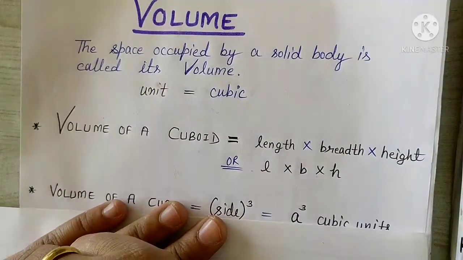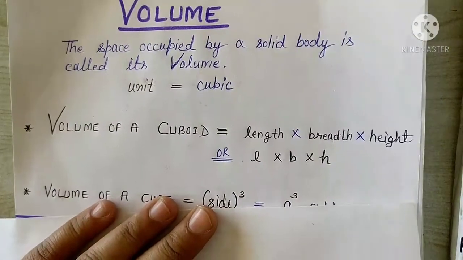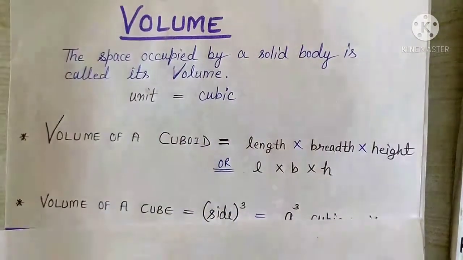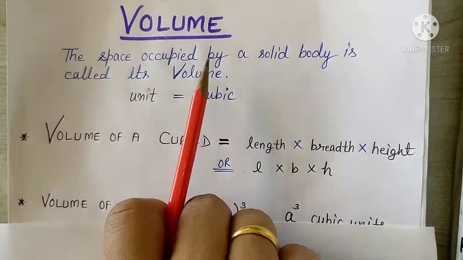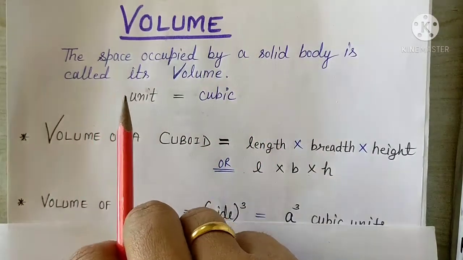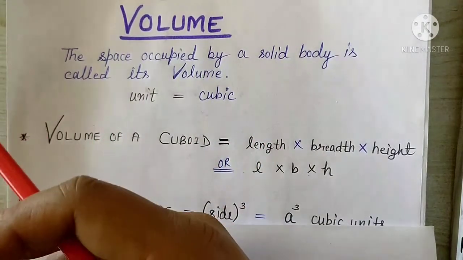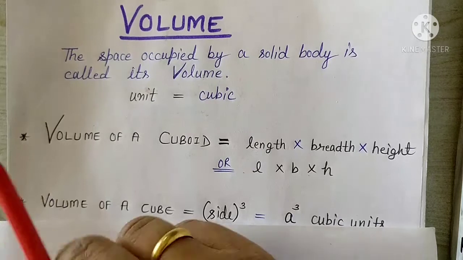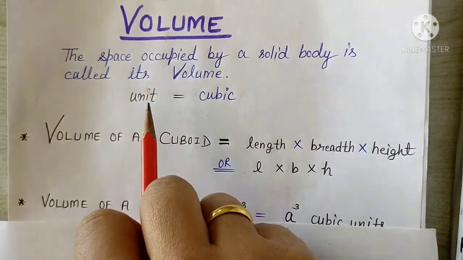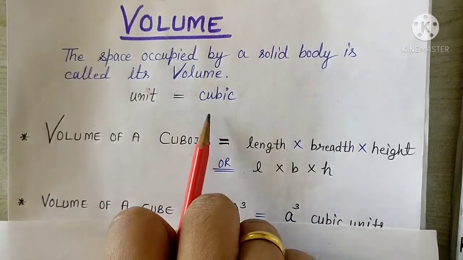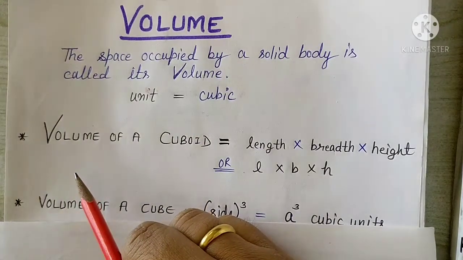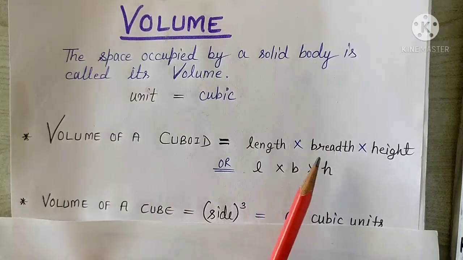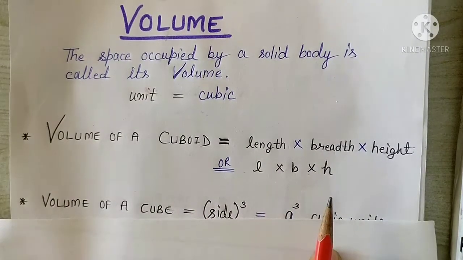As we have seen, the chalk container is in cuboidal shape. So we can find the volume of any shape with the help of formulas. First see, the space occupied by a solid body is called its volume. How much space it is taking, what is the capacity of that one, that is called volume. The unit of volume is cubic. Now suppose that we have to find the volume of a cuboid. Cuboid means just what I have shown you, the chalk container. So that is L into B into H, or you can say length into breadth into height.